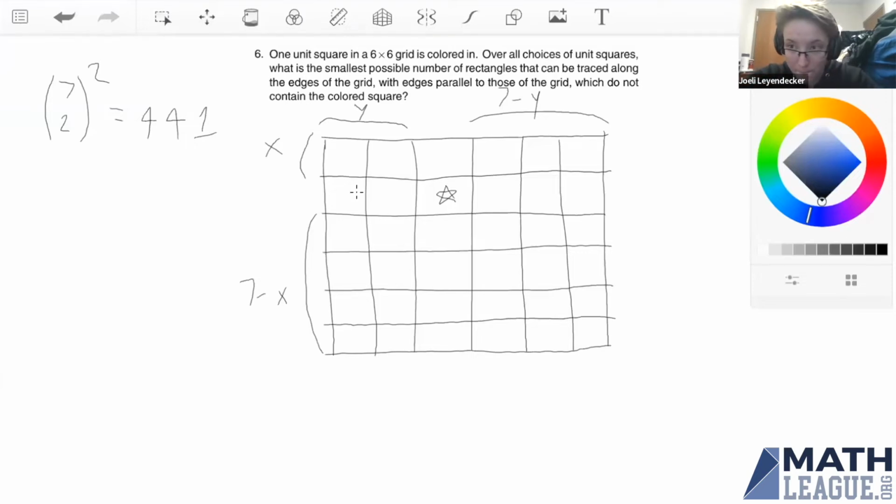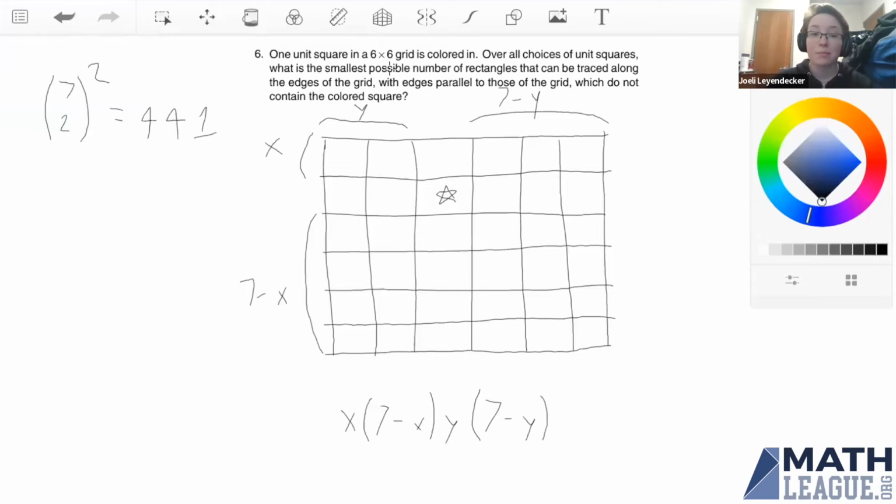So setting it up like this, to create a rectangle that does contain this colored in square, we have to pick one of these X lines, one of these 7 minus X lines, one of these Y lines, and one of these 7 minus Y lines. So altogether, there's going to be X times 7 minus X times Y times 7 minus Y rectangles that do contain the colored in square.